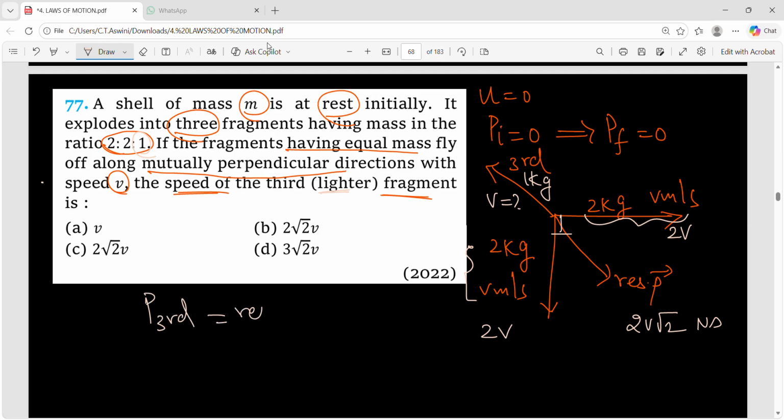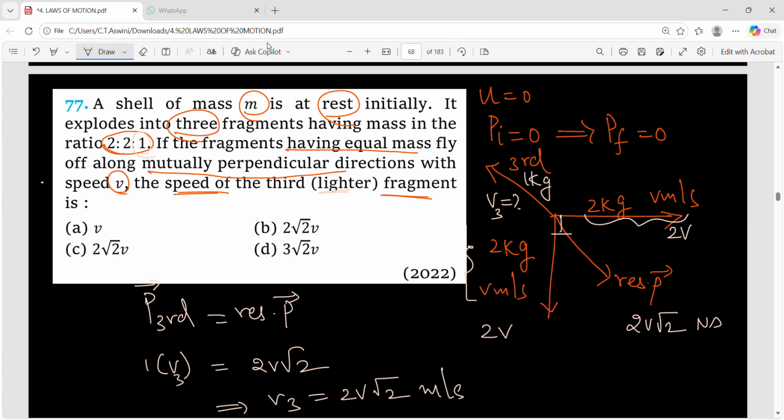Now just equate. Momentum of the third part is equal to resultant momentum. So it is m into v. V and v will confuse, no? So just take it as v3. So v3 is equal to 2v root 2. So what is v3 now? 2v root 2. 1 even if it is present or absent doesn't make a difference. So 2v root 2 meter per second. So answer is option B. 2v root 2, 2v root 2. B and C, they look the same, no? They look the same. So we'll do one thing.